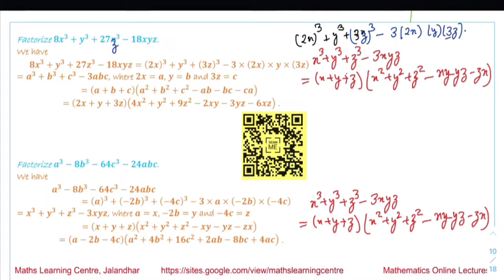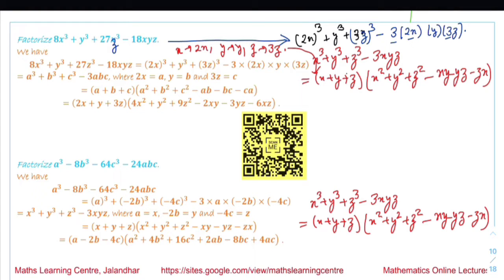So it is 3 3 is 9, 2 is 18. So we are getting that this value is of the form 2x cube plus y cube plus 3z cube minus 3 into 2x, y and 3z. So what we get is, the value of x is, in place of x we are writing 2x, y is y and z is 3z. Now you will use these values in this formula.